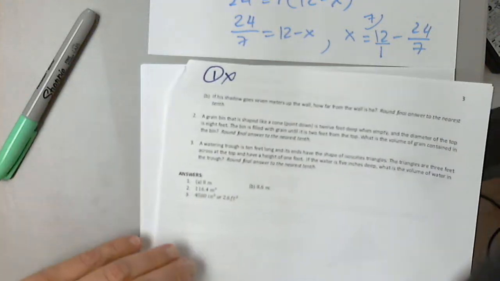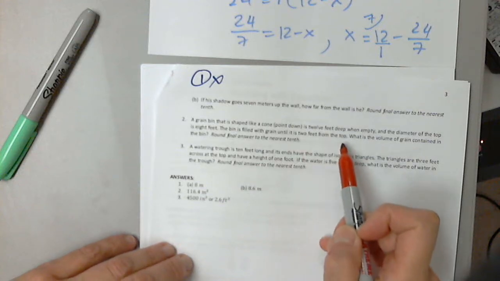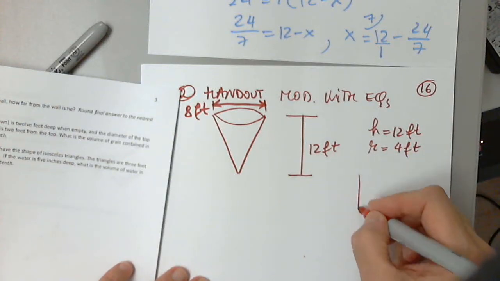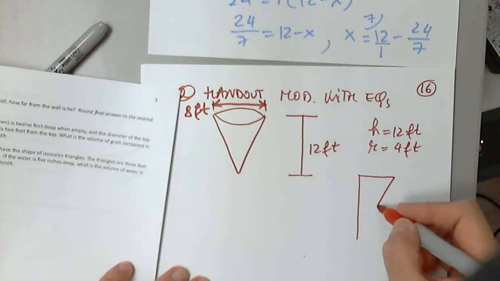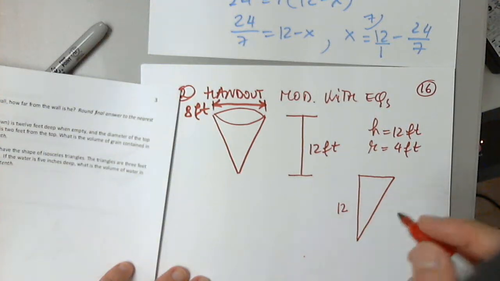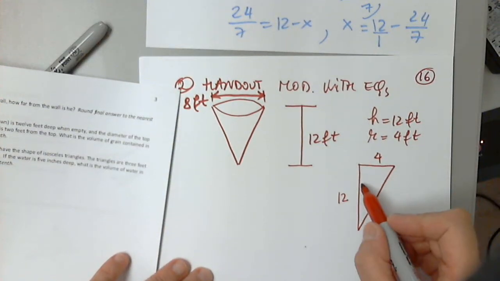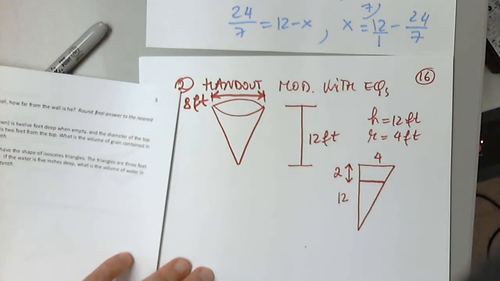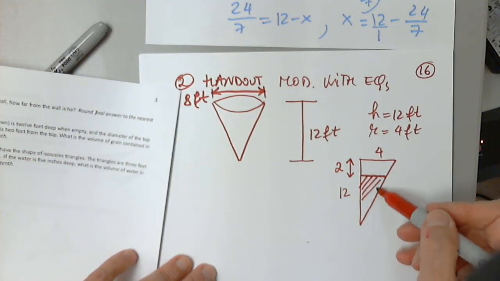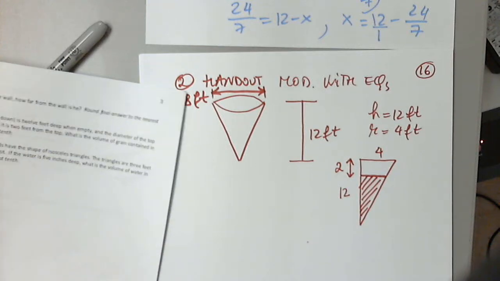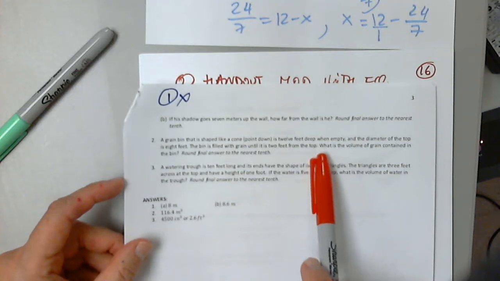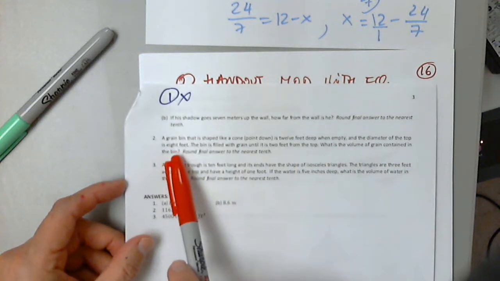The bin is filled with grain until it is 2 feet from the top. So something like this. So this is 12, this is 4. And this piece is 2. And it's filled up. The bin is filled with grain until it is 2 feet from the top. What is the volume of grain contained in the bin?